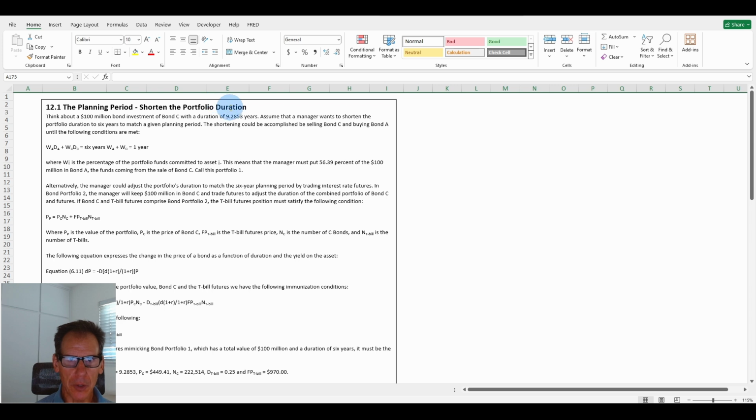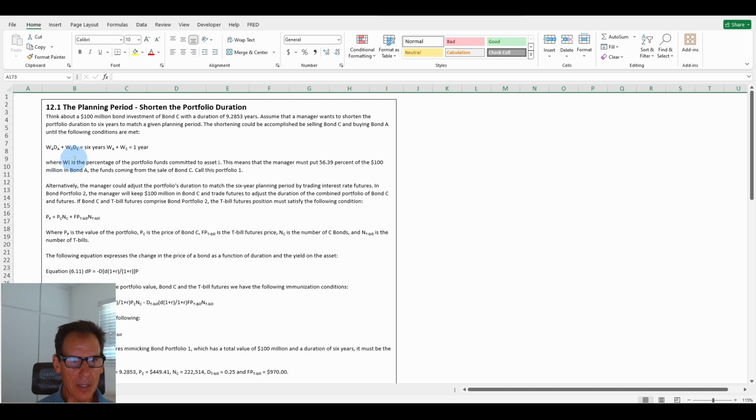Shorten the portfolio duration. Think about a $100 million bond investment in bond C with a duration of 9.285 years. Assume that a manager wants to shorten the portfolio duration to 6 years to match a given planning period. The shortening could be accomplished by selling bond C and buying bond A until the following conditions are met.